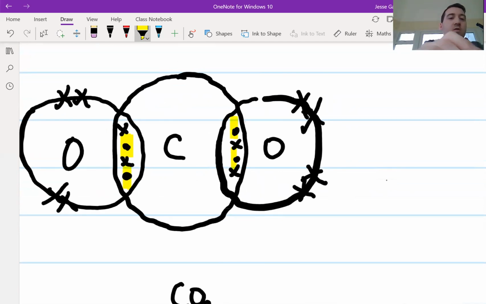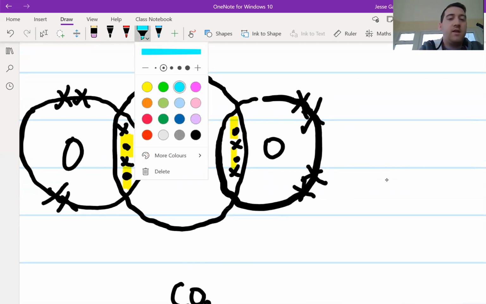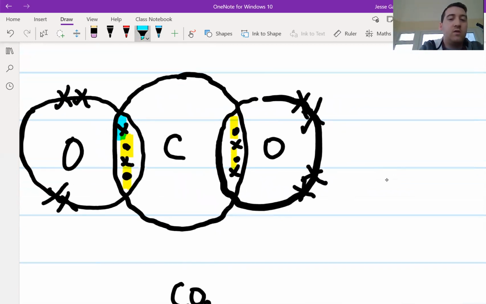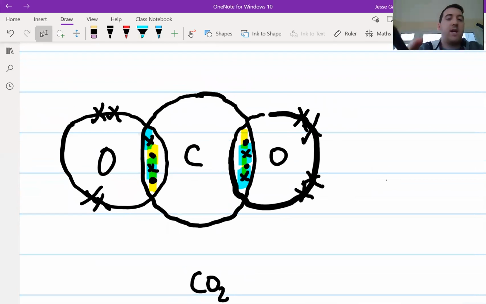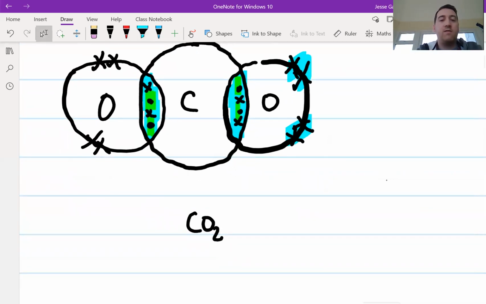Oxygen needs to share 2, so each oxygen will share 2 electrons. As you can see, this oxygen is sharing these 2, and this oxygen is sharing these 2. So all together, just count up. You can always count them up at the end and make sure each atom has 8. So this carbon has these 4 and these 4. So the carbon has 8 altogether. The oxygens, if you count them out, should also have 8. They've got 4 of their own, and then they've got the 4 in the bond, which is 8. So CO2 is the formula. Well done.